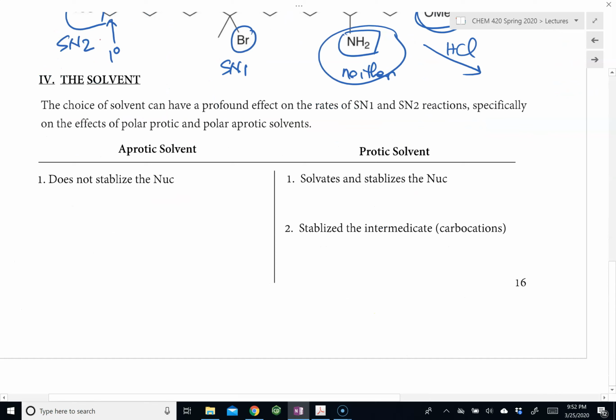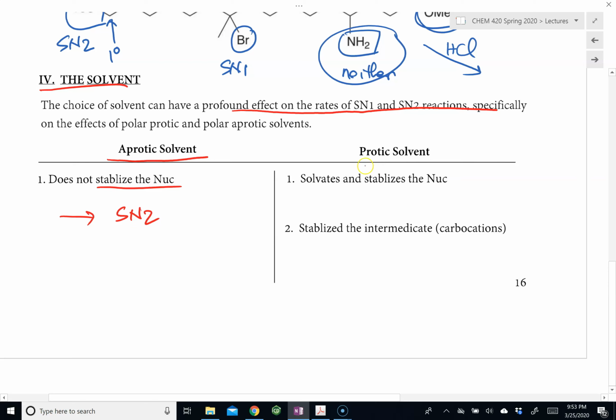Let's now summarize the last factor that can affect substitution reaction, the solvent. So we have seen already that the choice of the solvent can have a profound effect on the rate of SN1 and SN2 reaction. And the solvent can further be divided into polar protic and polar aprotic solvent. If we were to have a polar aprotic solvent, this kind of solvent does not stabilize the nucleophile. And because it does not stabilize the nucleophile, it makes the nucleophile easily accessible or more available to react. And therefore, it will then favor the SN2 mechanism.